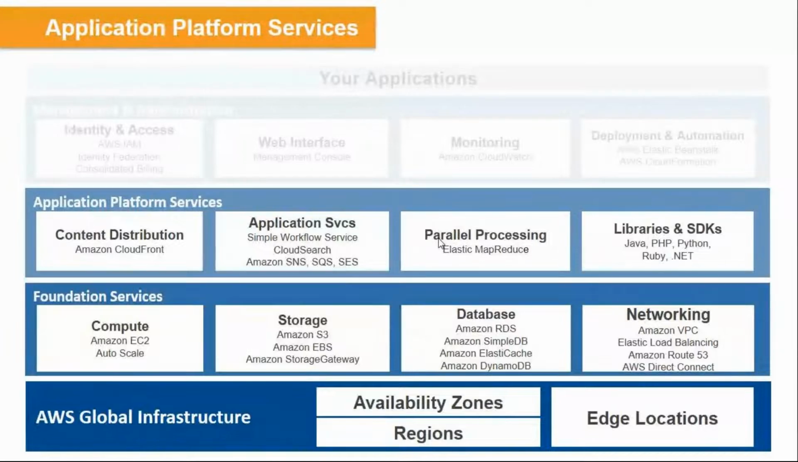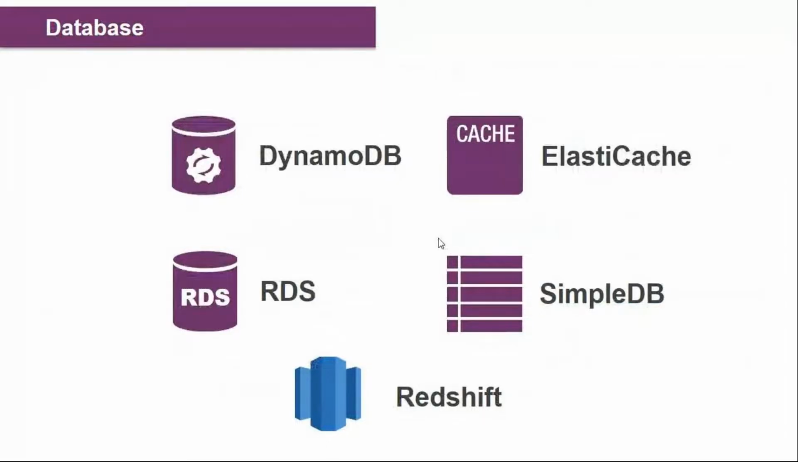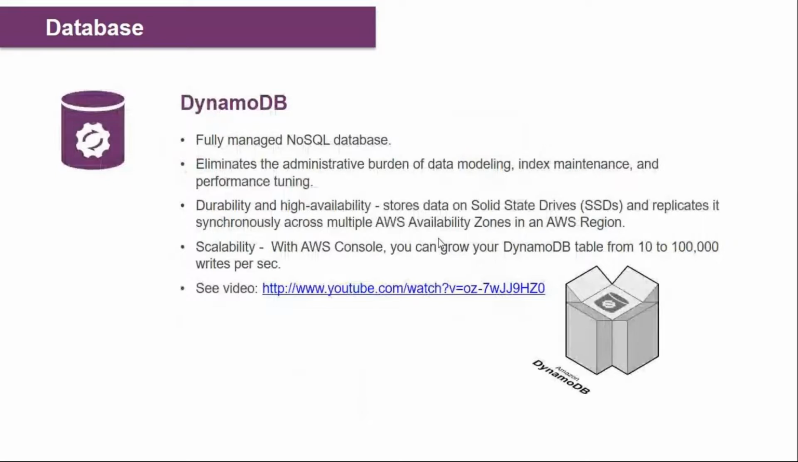So application platform services, you can see that they have, which I have already explained to you. We will move into some more detail on the application, to understand each service a little bit more, so that when you are using your AWS console, you can always know what services are there. So DynamoDB, ElastiCache, RDS, SimpleDB, and Redshift. Let's start with DynamoDB.